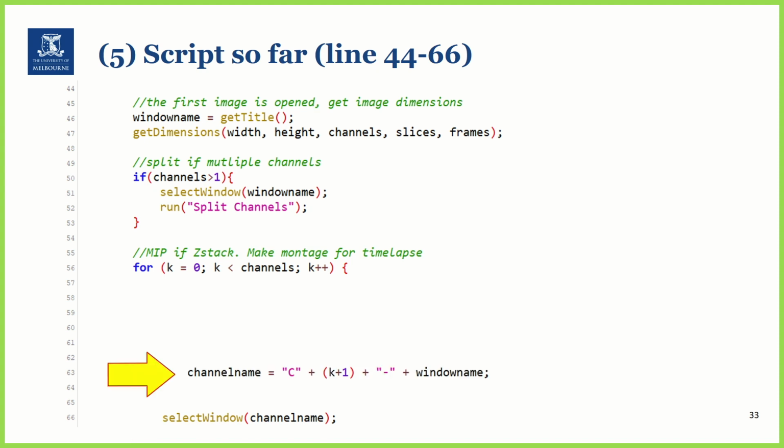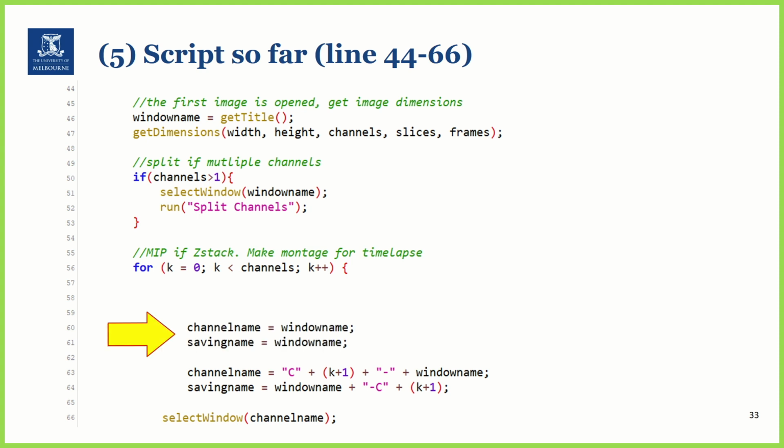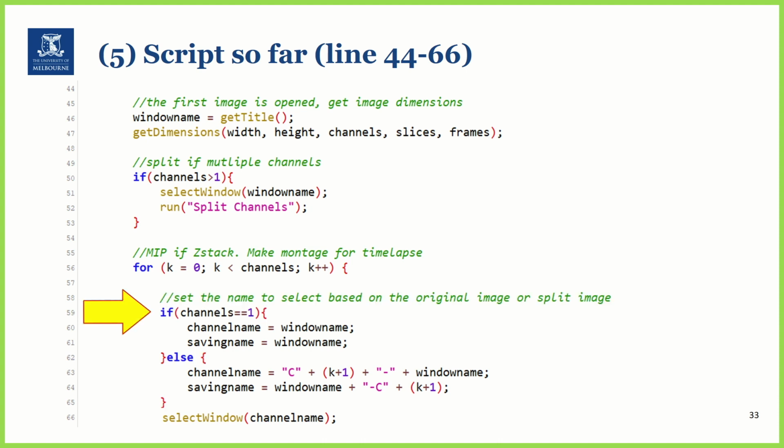From there, we have already identified what the names of the split images are going to be, so we can define that name inside the loop. And based on that, we have made a saving name for file saving later, so we can also put it here. And we can also define what is going to be used as the channel name and saving name if the image was not split. In this case, it can simply be the same as the original title, so we can just define it this way. Then we can set the condition using if and else statements.